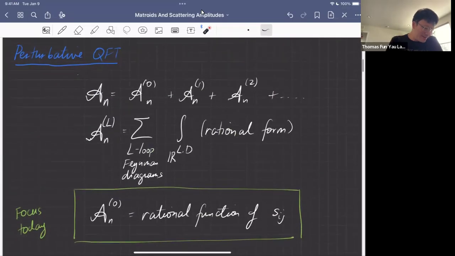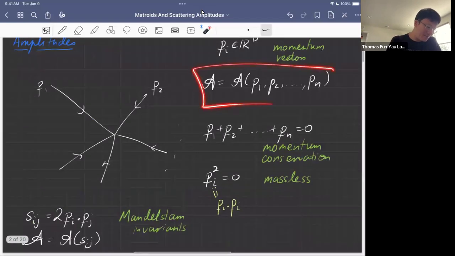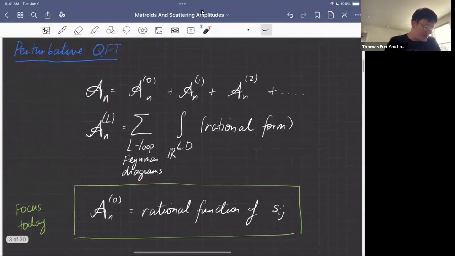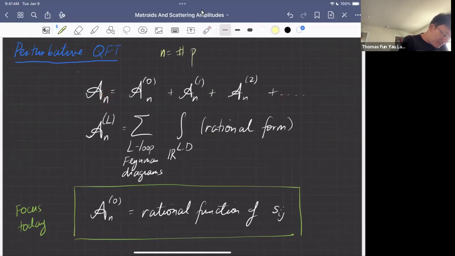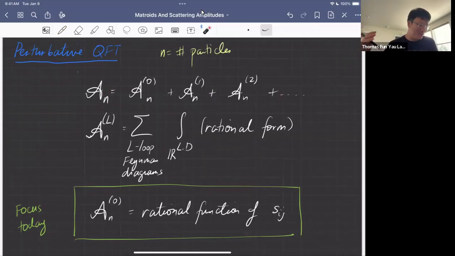Okay, so in the setting of perturbative quantum field theory, which is the theory behind how to calculate these functions A, the answer to this problem. First of all, it depends on n. N is the number of particles. So that's sort of fixed. And I also fix other information such as what kind of particles I'm colliding and so on.